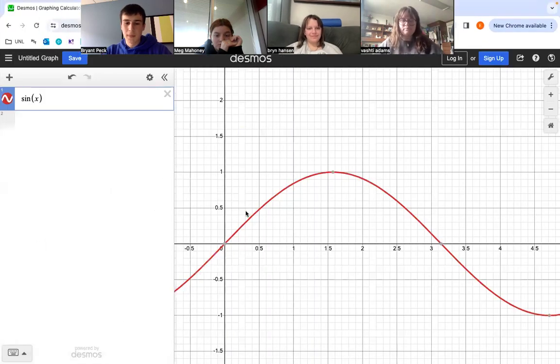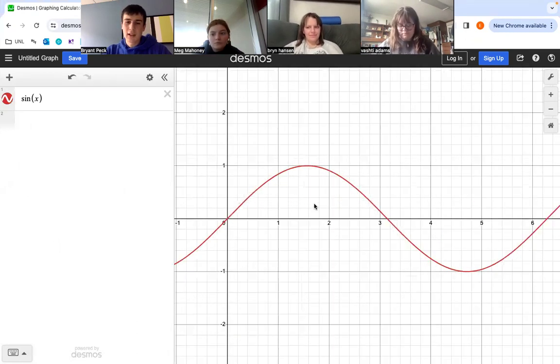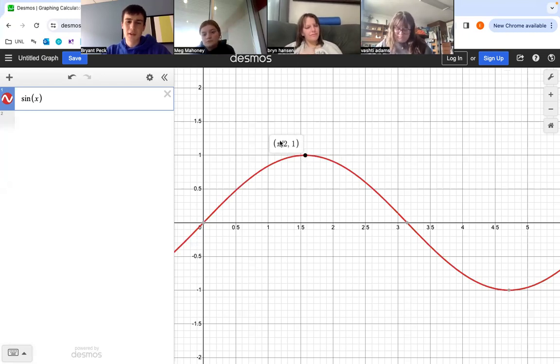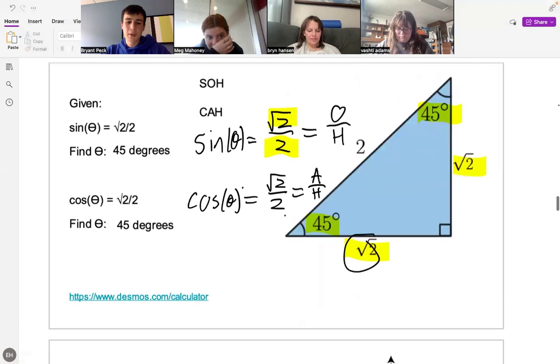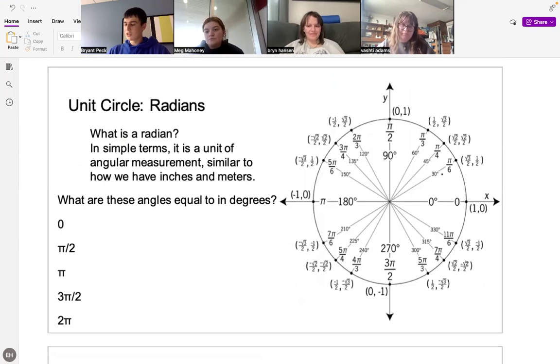Here we go. If this is the graph of sine, which is one of the functions we are dealing with, we can see that when sine equals 1, our x value is pi over 2. So where does this pi over 2 come from? Well, if we go back to here, we have a fun tool within math called the unit circle. And the unit circle is measured in radians, which is another way to measure angles.